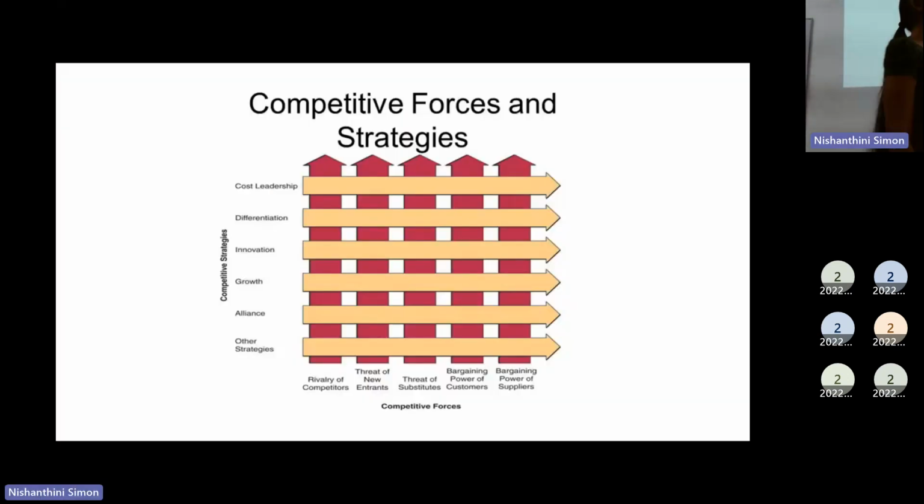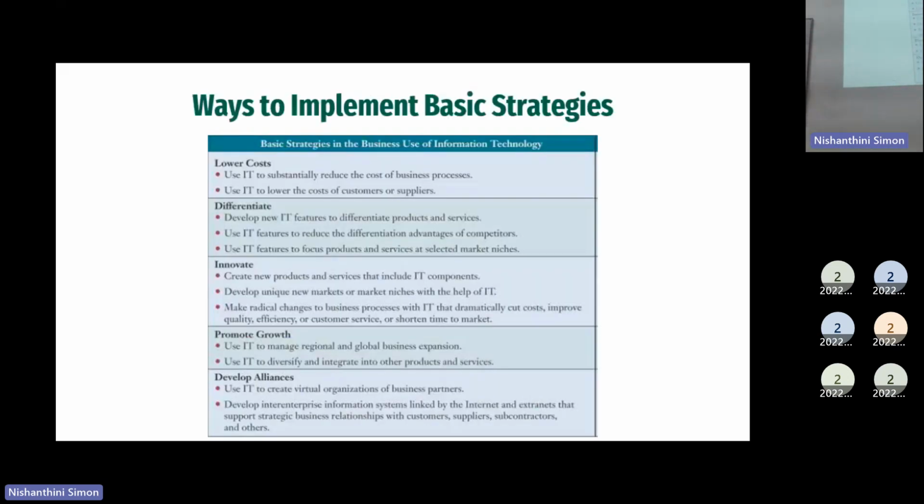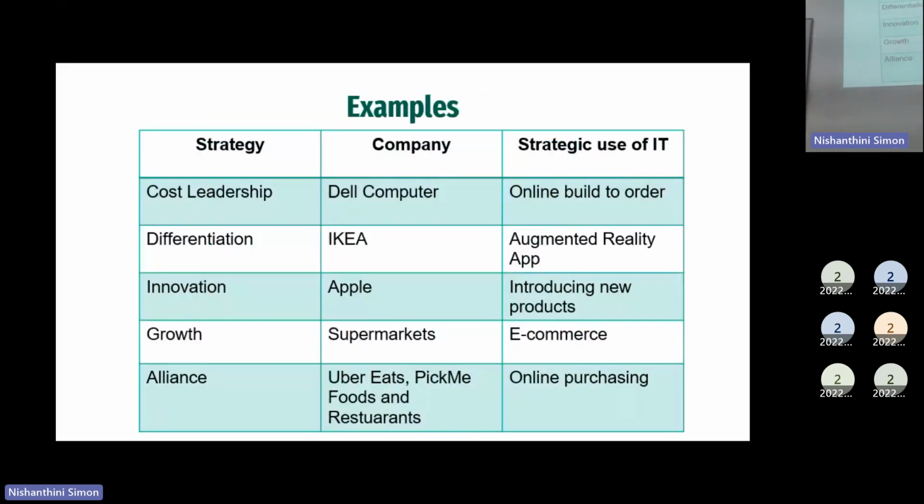Right, so we were discussing these strategies which organizations are going to use in order to gain this competitive advantage, or maybe in order to overcome the external forces which we are facing. So yes, these are the basic 5 strategies that organizations are going to use with the support of IT. So that's what mainly we were checking.